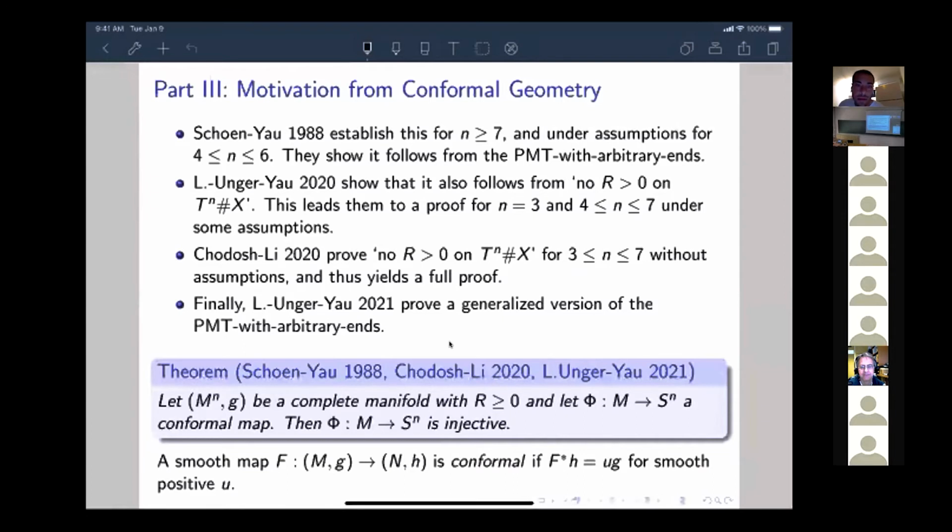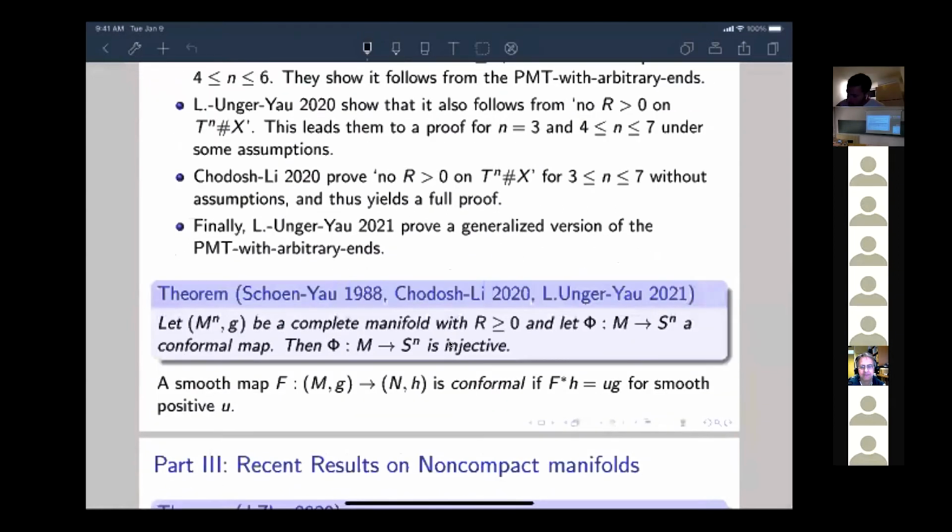And then we prove the generalized version of the positive mass theorem with arbitrary ends. And so we give a kind of proof more in the spirit of Schoen-Yau in this later paper. So the final result that you get, which is now a theorem, is the following. So you have a complete manifold with non-negative scalar curvature. If you have a conformal map, then this map is in fact injective.